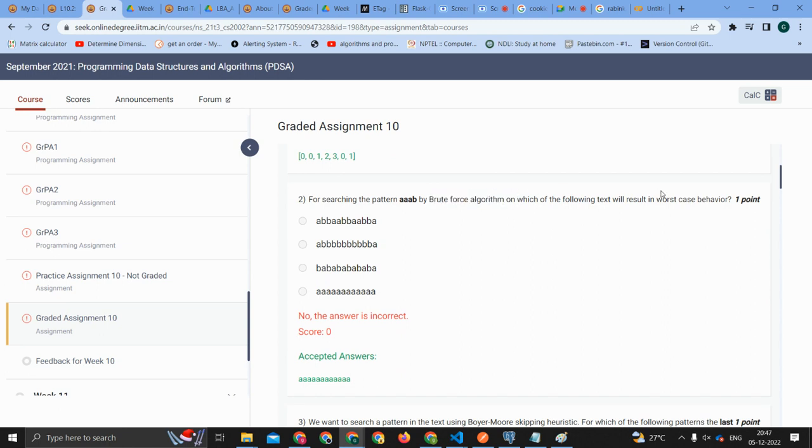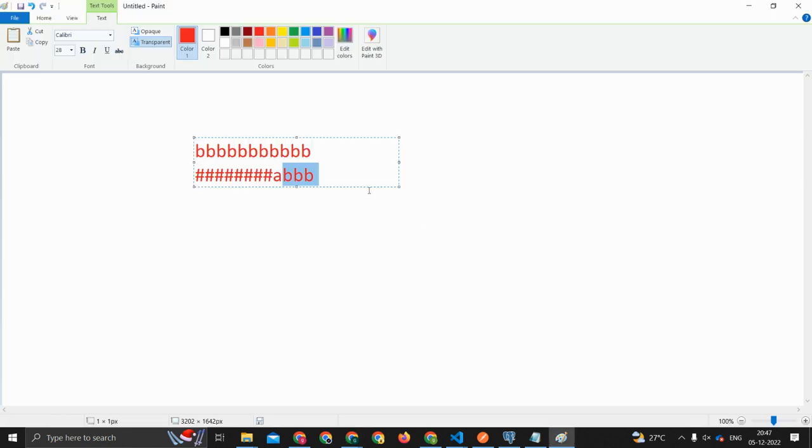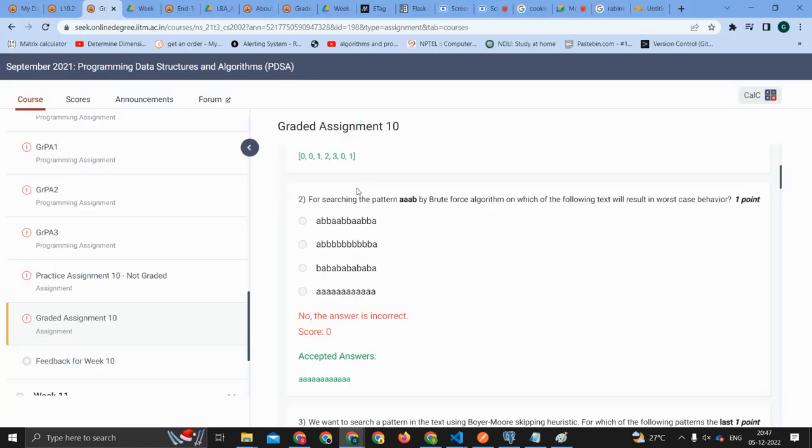So, brute force algorithm, worst case behavior. What is the brute force algorithm? Does anyone know? Brute force is a scanning one by one kind of thing, right? Normally, what we do without any algorithm, just go by one step at a time. Starting from the end again the same. We don't skip.